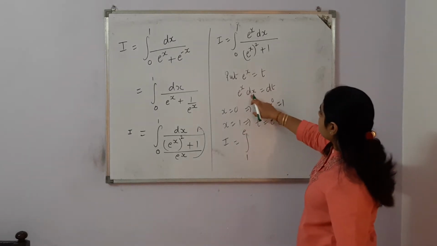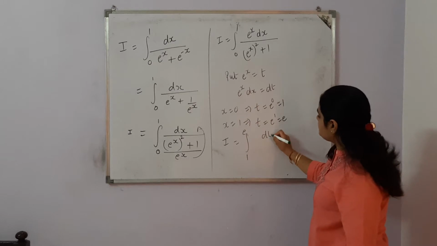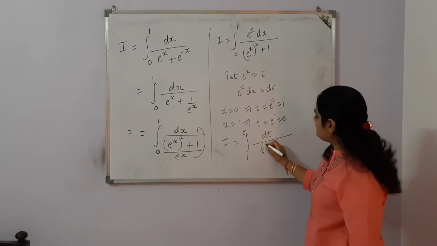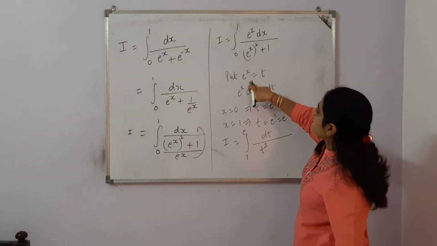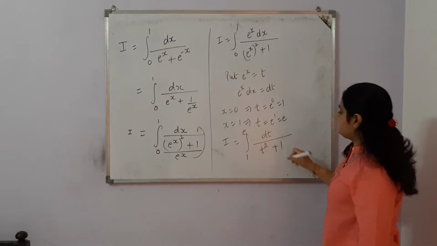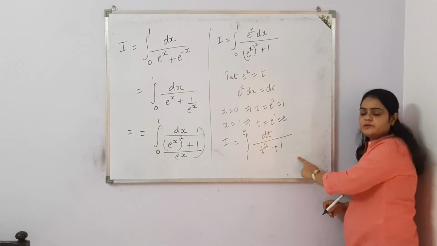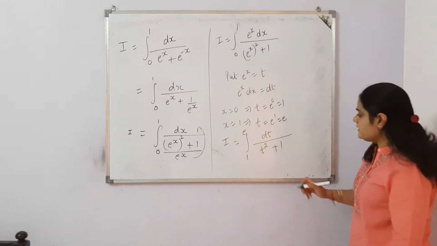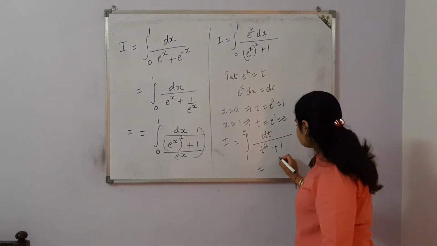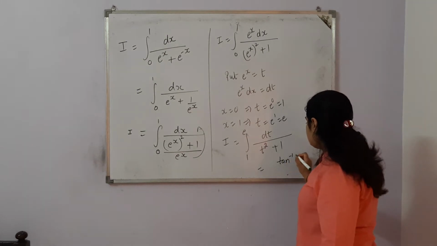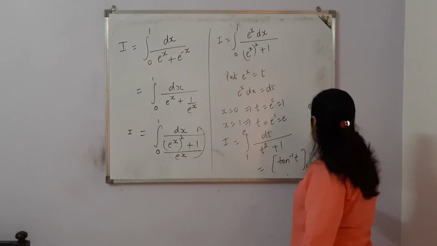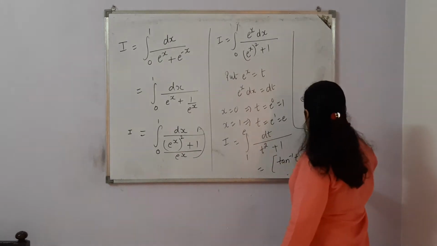e raised to power x dx, which is dt upon t square, because e raised to power x is t square plus 1. Here the formula 1 upon x square plus a square is applicable, which is 1 by a tan inverse x by a. So tan inverse t, and the limits are 1 to e. Now we'll substitute the limits.